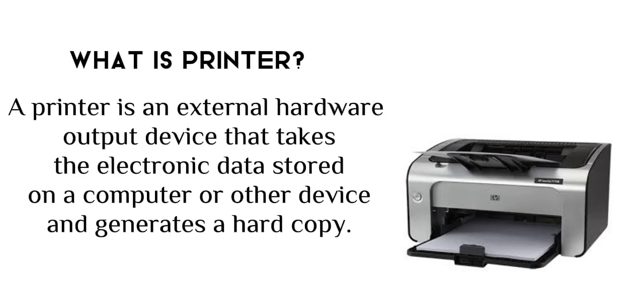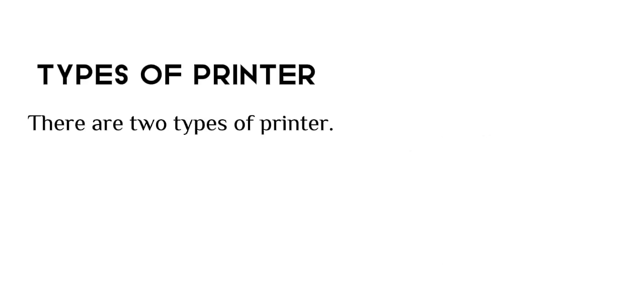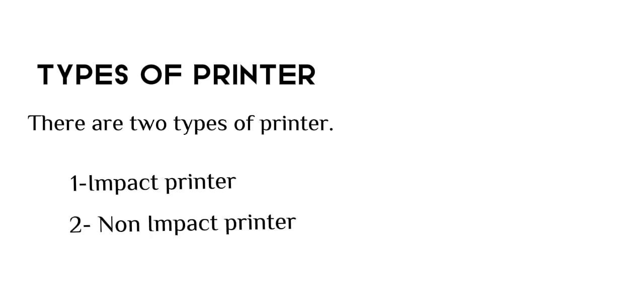What is a printer? A printer is an external hardware output device that takes the electronic data stored on a computer or other device and generates a hard copy. Types of printer. There are two types of printer: impact printer and non-impact printer.